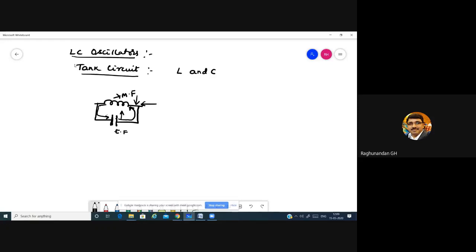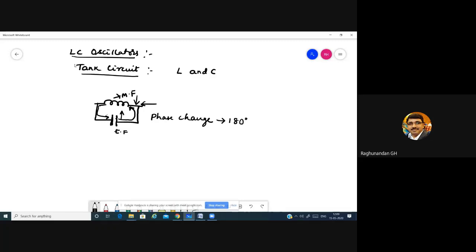Because of this continuous process of charging and discharging, we will be able to have the phase change. Phase change will happen because of this process. Okay, so by just charging and discharging these things, we will be able to produce a phase change. How much is that phase change? The phase change is 180 degrees.